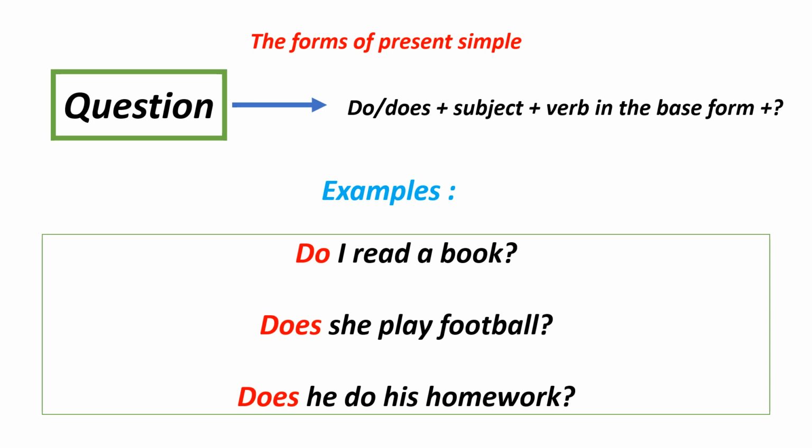The second example is: does she play football? Does she play football or soccer? I write does because I have the subject she. Be careful. If there is he, she, or it, I write does. And if there is I, you, we, you, they, I write do. And the last example is: does he do his homework? Does he do his homework? As we see here, I didn't conjugate the second verb do. I didn't conjugate it because I already conjugated the first do at the beginning of the phrase. And for the third time, I told you not to forget the question mark in the question form, or interrogative form.